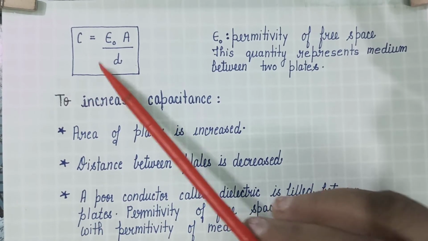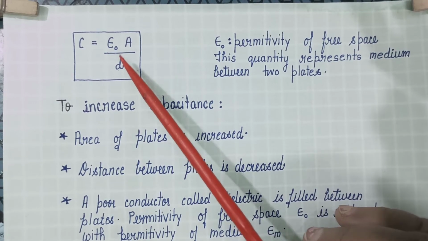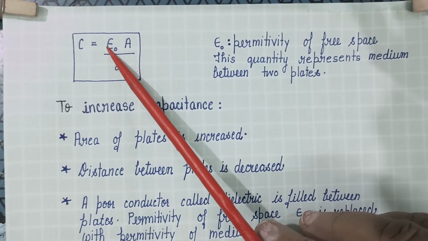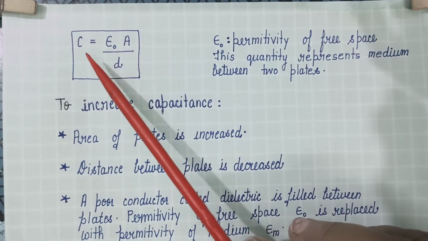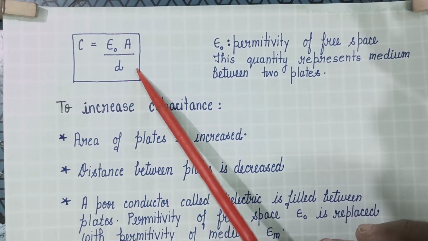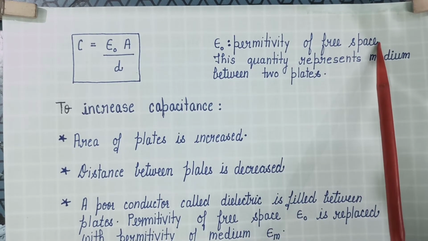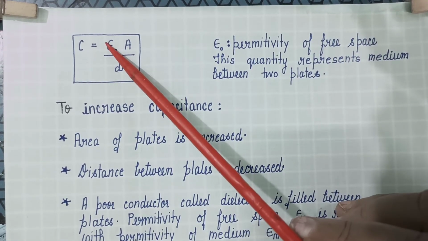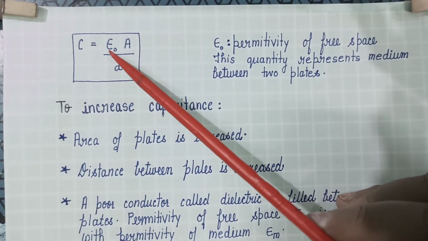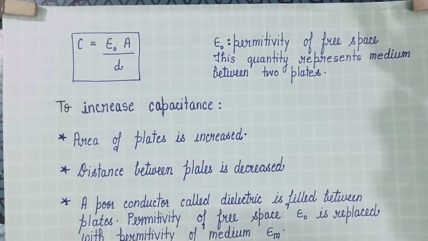Now we will observe this expression carefully. Here, the area and the distance between the two plates are very clear, but this quantity, which is the permittivity of free space, is actually representing the medium between the two plates. When air is in between the two plates, then this is epsilon naught, that is the permittivity of free space. But if we fill glass or mica or some poor conductor in between the two plates, then this term will be replaced with the permittivity of the medium in place of the permittivity of free space.